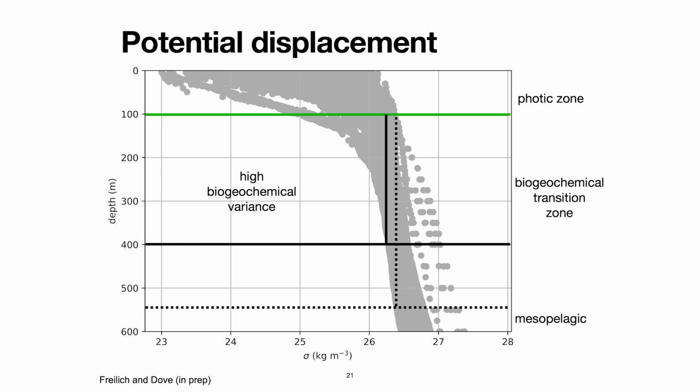And in work that I've been doing with Lily Dove, we're defining this intermediate area between the photic zone and the mesopelagic, where there's not enough light for photosynthesis. And so these biological processes focus more on respiration than photosynthesis. But there is still easy access along density surfaces into the photic zone, as a sort of biogeochemical transition zone. And that region is characterized by high biogeochemical variance as a result of this biophysical coupling.